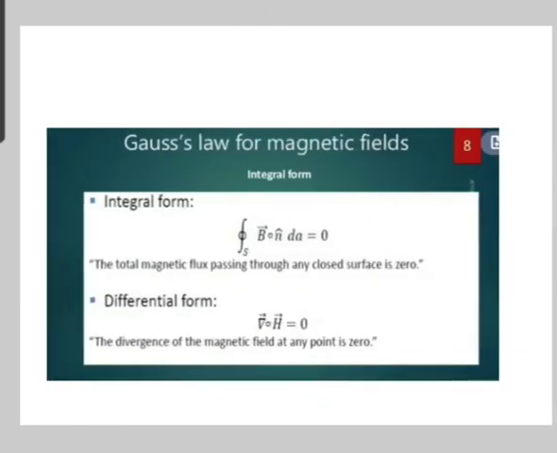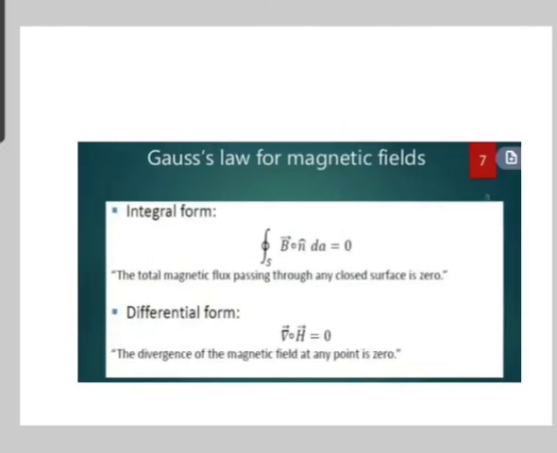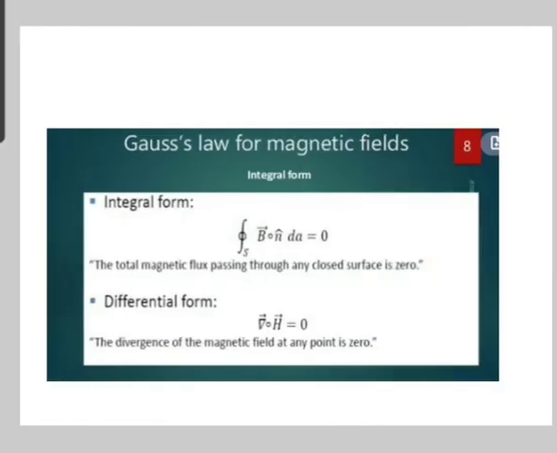The next is Gauss's law for the magnetic field. Here is the integral form equation. So the total magnetic flux passing through any closed surface is 0. And the divergence of the magnetic field at any point is 0.